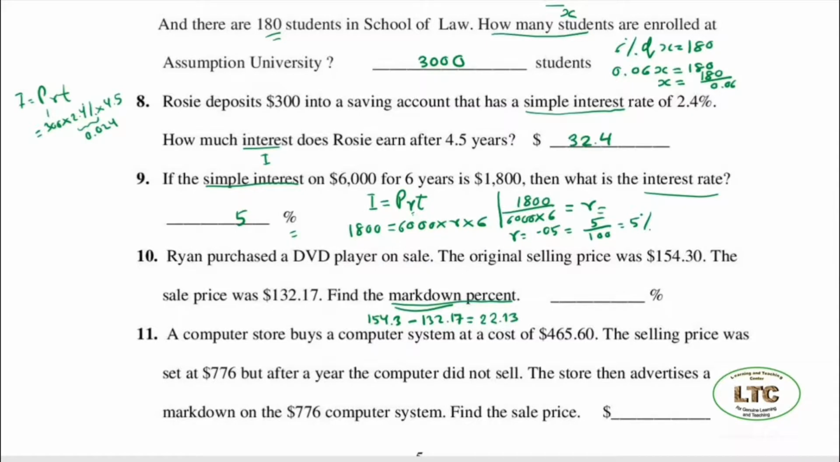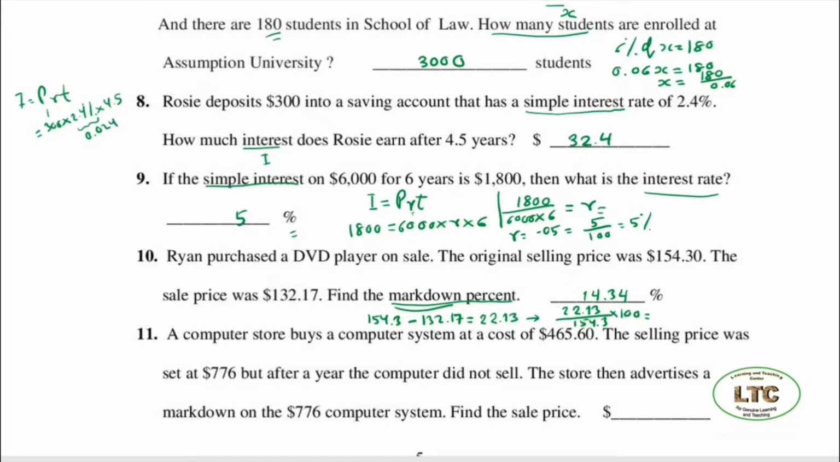$22.13. Markdown percent is based on original price, okay, not the selling price. So markdown is 22.13. The original price is 154.3. Percentage form, times 100. Compute this. Use calculator. 22.13 divided by 154.3 multiplied by 100 is equal to 14.34. Yeah, a little more. 14.34%, alright.